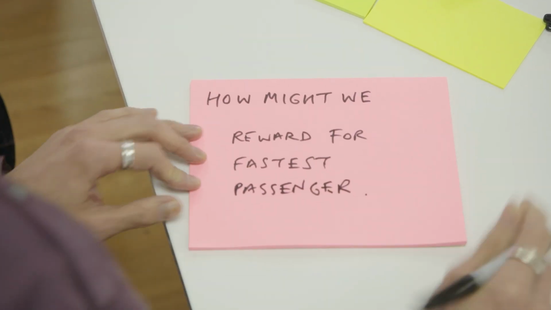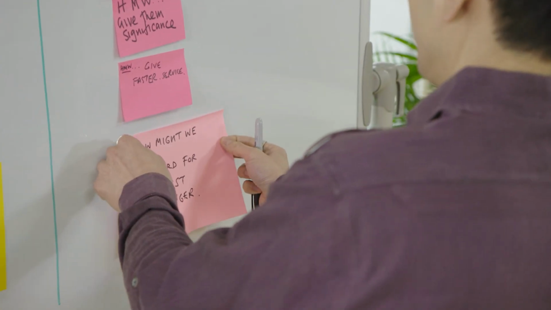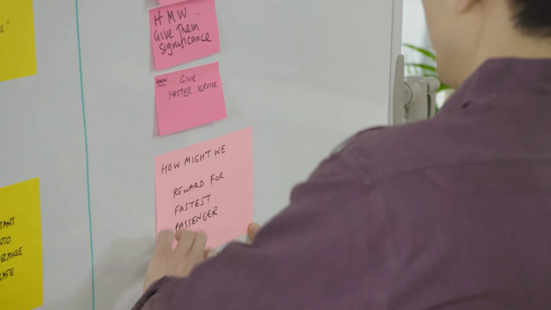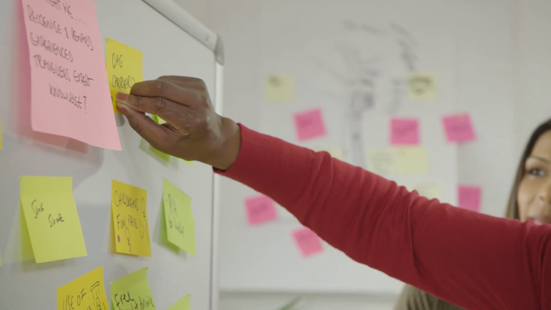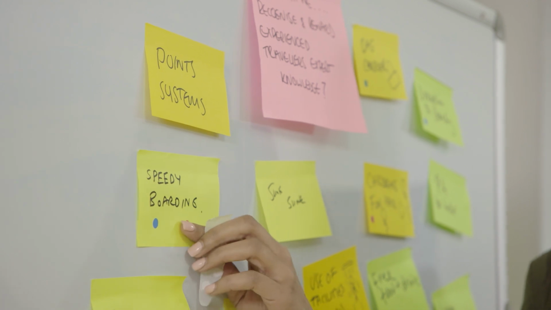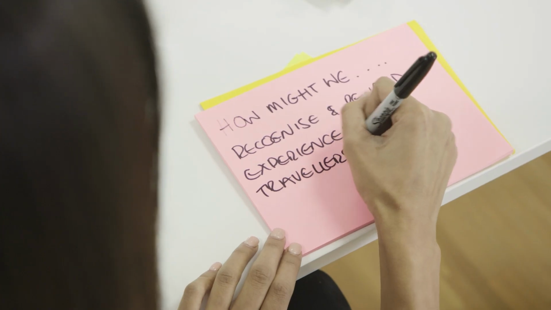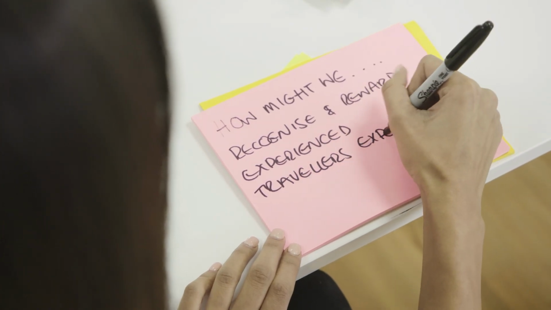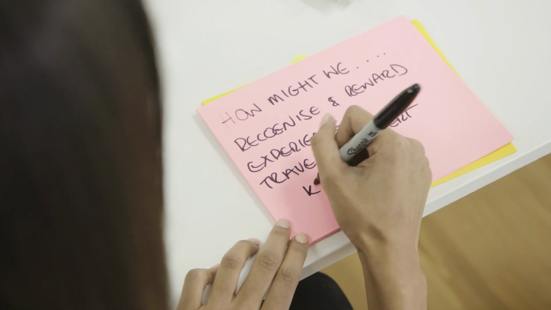So let's take that insight from our last example. Some people consider their speed and proficiency in security as a sign of status as world travelers. Now we could very simply take that insight and translate it into a how might we question, such as how might we recognize and reward experienced travelers' expert knowledge?